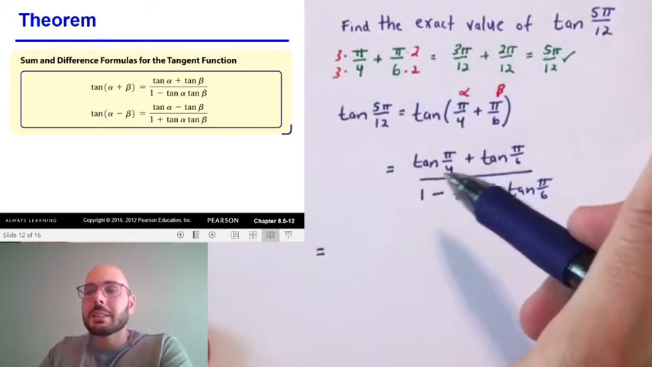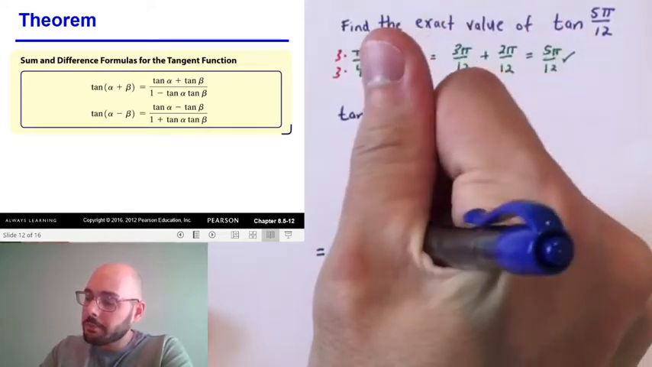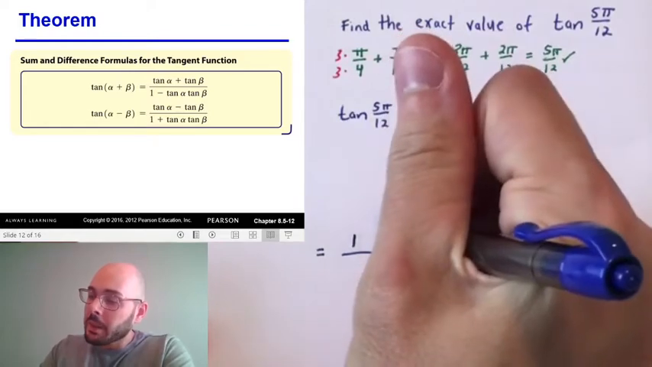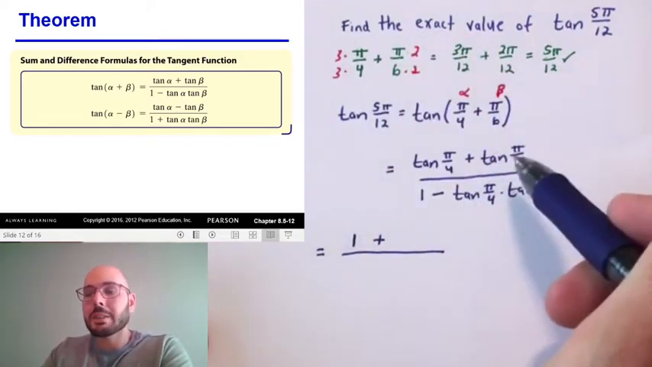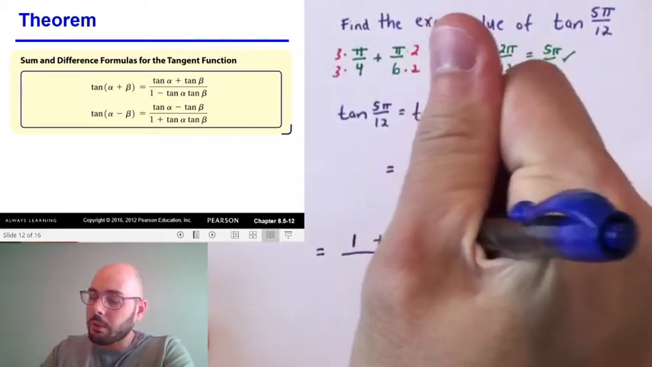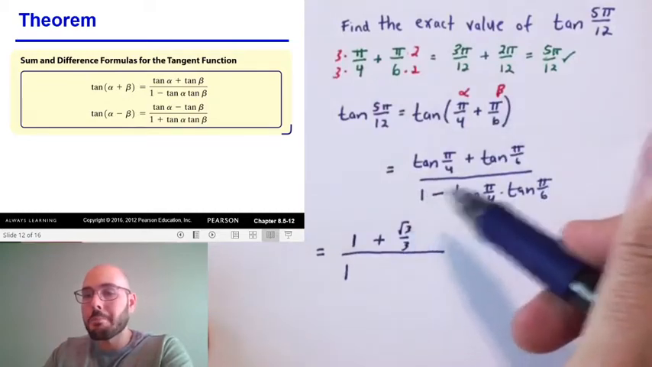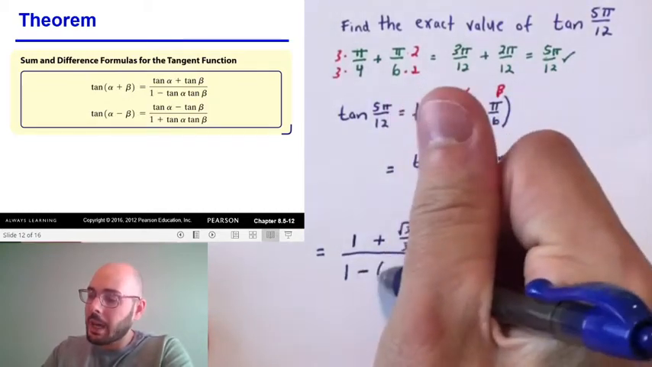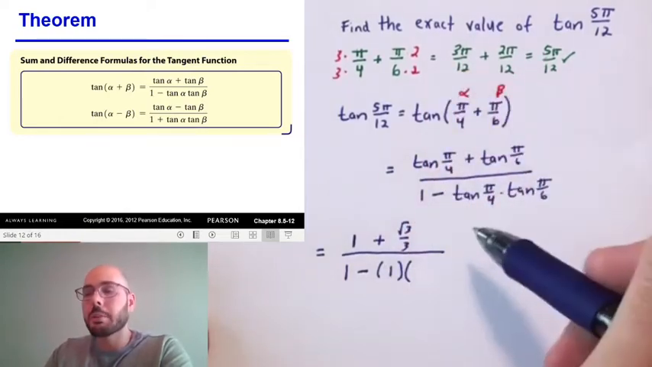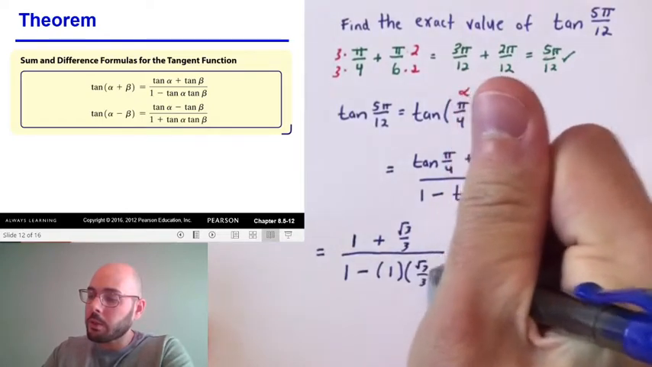So what we have is tangent pi over 4. I'm going to replace these now. Tangent pi over 4 is 1, so it helps to know your basic trig values, plus tangent pi over 6, that's tangent 30 degrees, that's going to be square root 3 over 3. Moving down to the bottom, we have a 1 minus, and now tangent pi over 4 is 1. I'm putting that in parentheses because I have to multiply it by tangent pi over 6, which is square root 3 over 3.